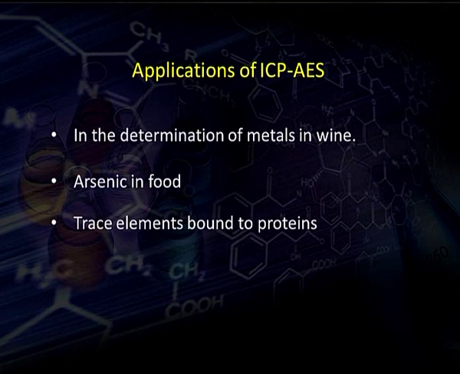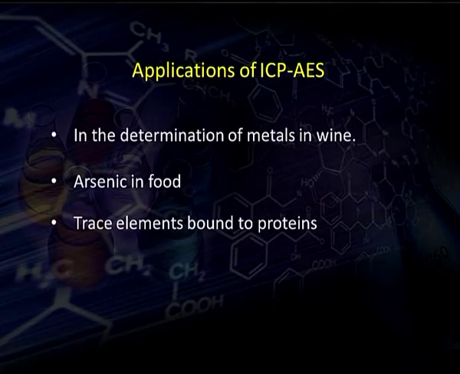Coming on to the application of ICP AES in the determination of metals in wine. So, the integrated technique ICP AES is used in the determination of metals in wine. Also, it is used in the determination of arsenic in food and in the determination of trace elements bound to proteins. It is also used for analysis of trace elements in soil, and it is often used in forensic science to ascertain the origin of soil sample found at the crime scene or on victim's body.